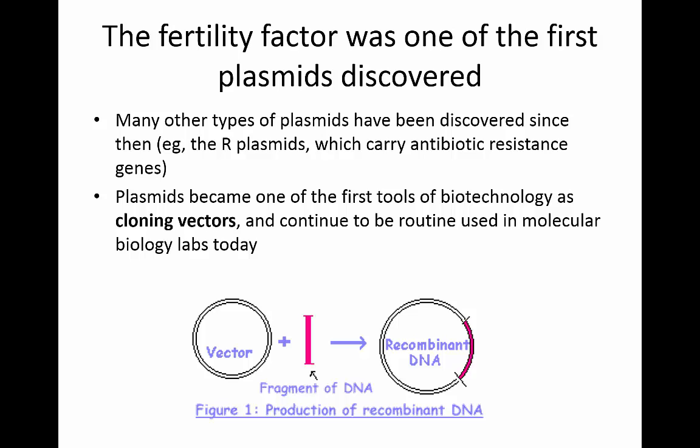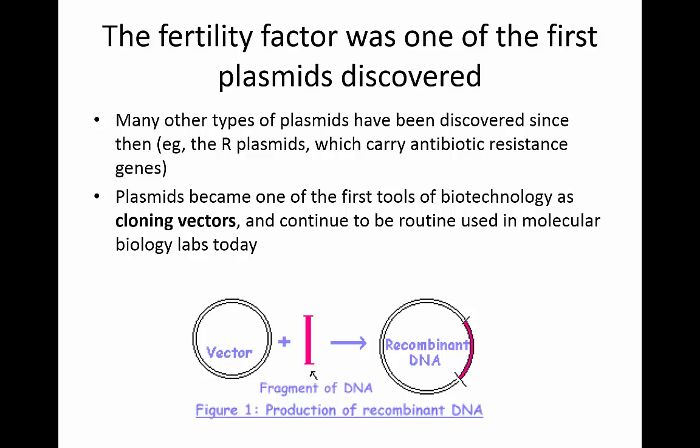And since that time, there have been a lot of other plasmids that have been discovered. One really common type of plasmid in bacteria are called R plasmids, which carry antibiotic resistance genes. These plasmids can be transferred very easily between bacterial cells, and this is the reason for the rapid spread of antibiotic resistance in bacteria.